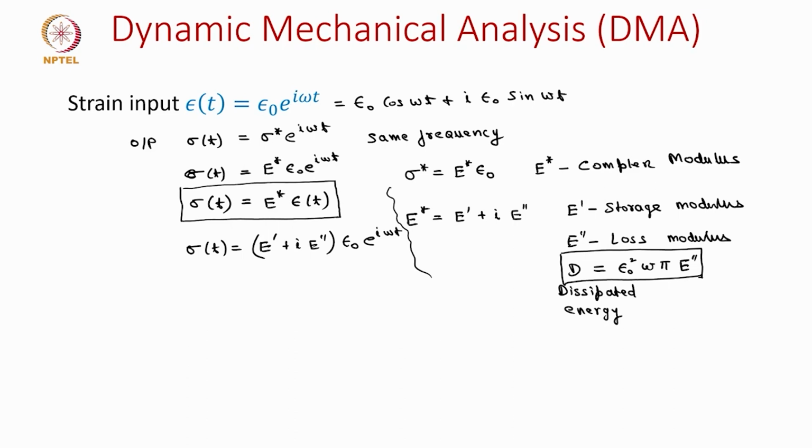Okay. So what we have achieved is we are able to write the output stress in terms of these new quantities, the complex modulus, storage modulus and the loss modulus times the input strain. In the next slide, now we will go into these specific loads, the cos load and the sin load. So we will start with the cos load.